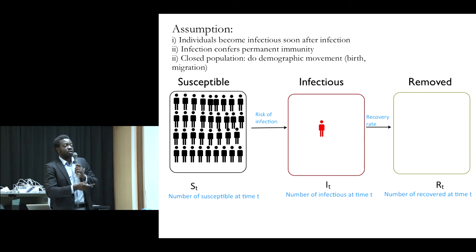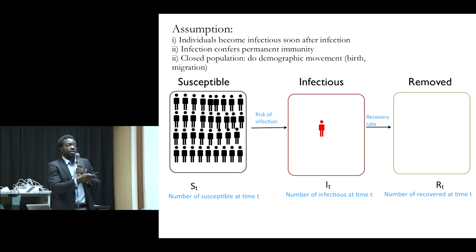So this is our population. We're going to try to make some simulation here. Firstly, I just want you to see how people may move between the different blocks. We have 3 blocks: the blocks of susceptible, infectious, and removed.